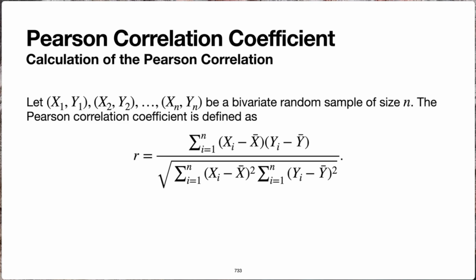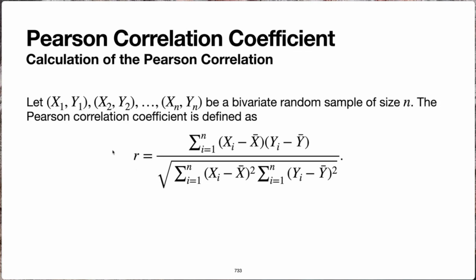So X1, Y1 is the bivariate data point measured on the first subject. X2, Y2 is the bivariate observation measured on the second experimental unit, and so forth up to Xn, Yn, which is the observation measured on the nth experimental unit. And so we have this bivariate random sample of size n. The Pearson correlation coefficient, defined in terms of these observations, is given here.